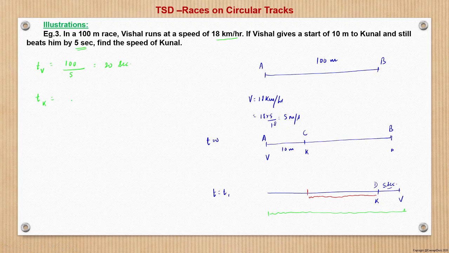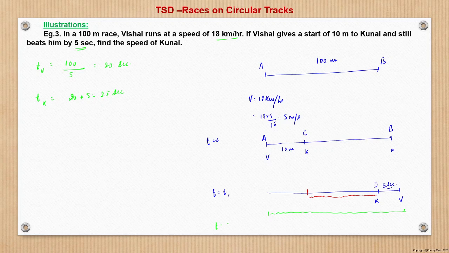So it will be what? 20 plus 5, which is 25 seconds. But in 25 seconds, Kunal covers how much distance? Now see, at t is equal to 0, both were at A and C. At t is equal to t1, Vishal finishes the race. That is, t1 is nothing but 20 seconds.